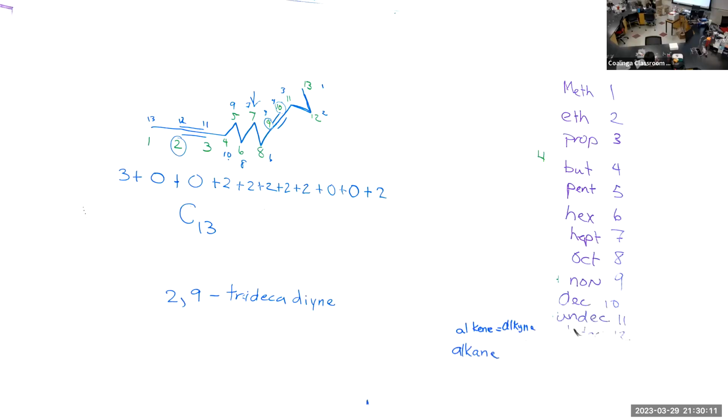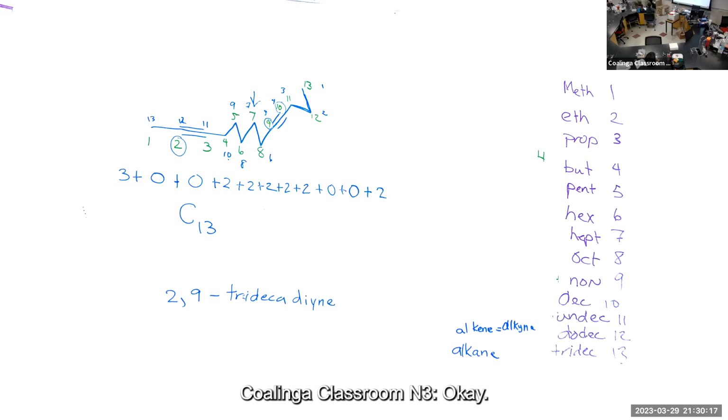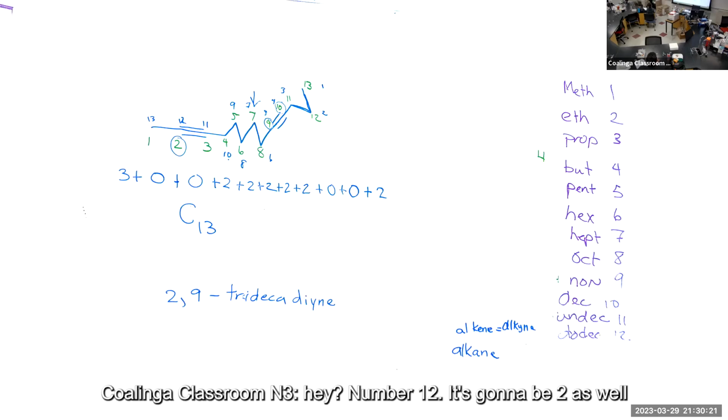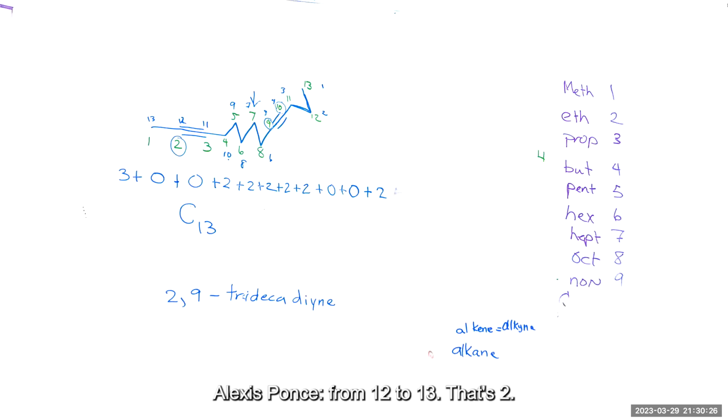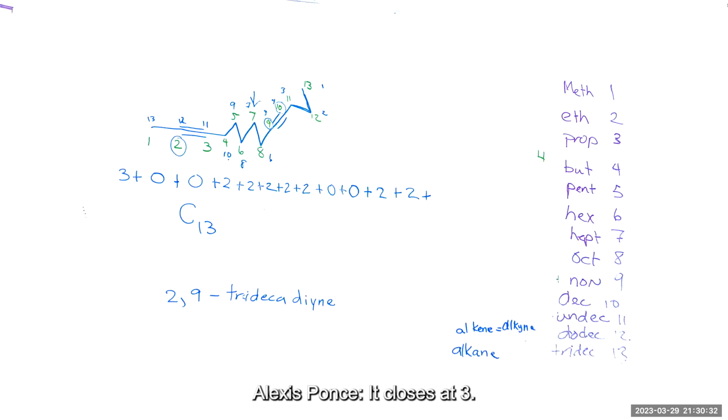And then 12. Real quick question for 11. Point that says... That the one from here and here. That's right. Okay, number 12, it's going to be 2 as well. From 12 to 13, that's 2. Okay. And number 13, it closes at 3.